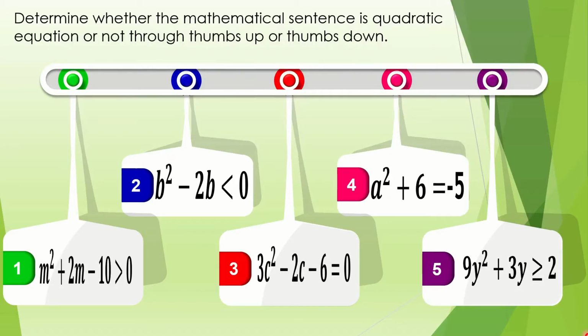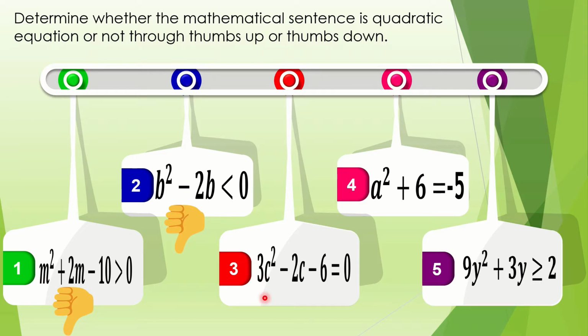Let us have number 1. m squared plus 2m minus 10 is greater than 0. It's thumbs down because it does not satisfy the condition of a quadratic equation. It uses the greater than symbol here. Let us have the second one. b squared minus 2b is less than 0. Yes, it's also thumbs down because it does not satisfy the condition of a quadratic equation.